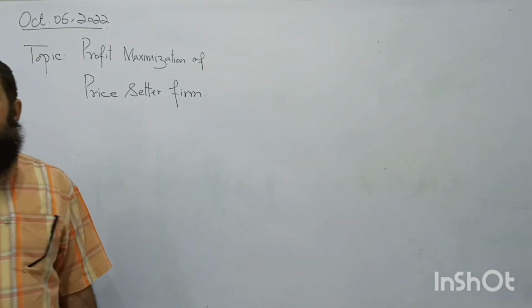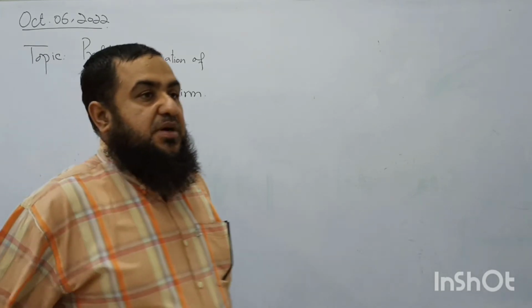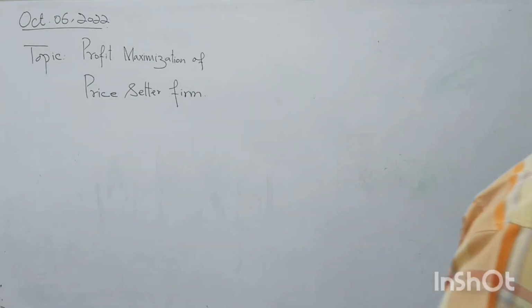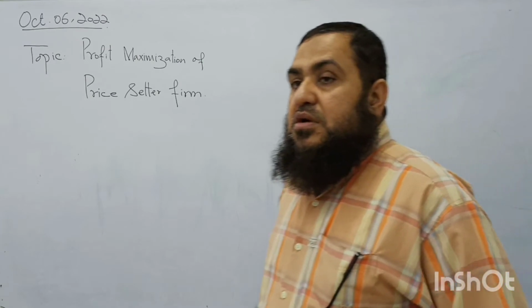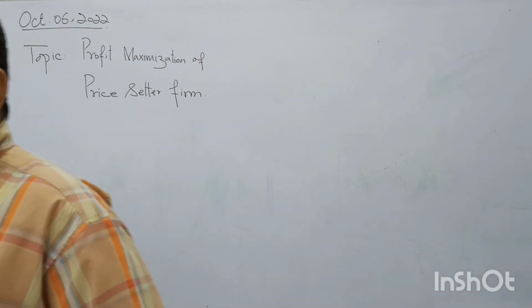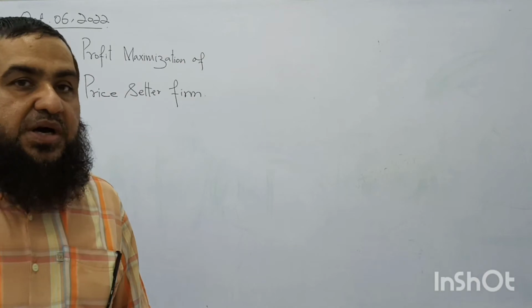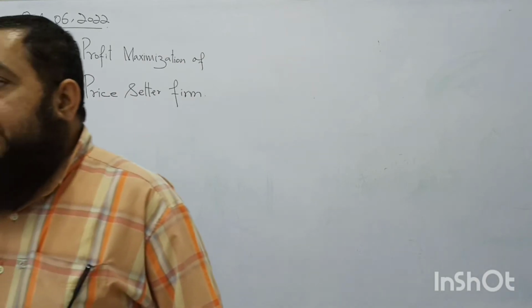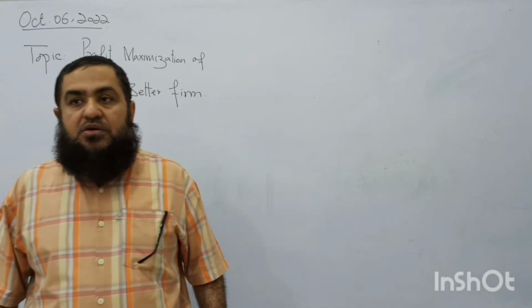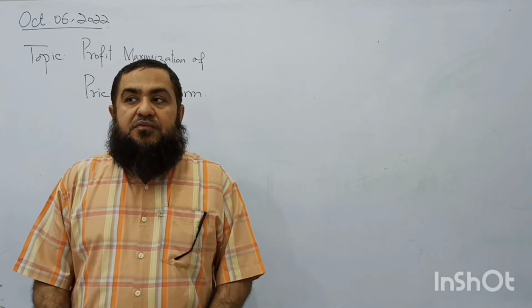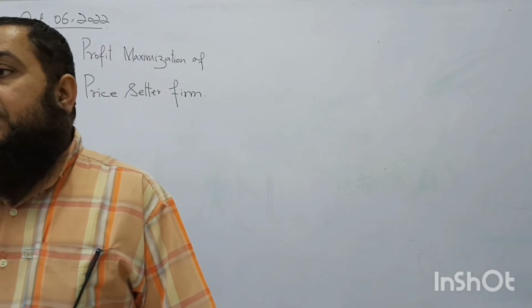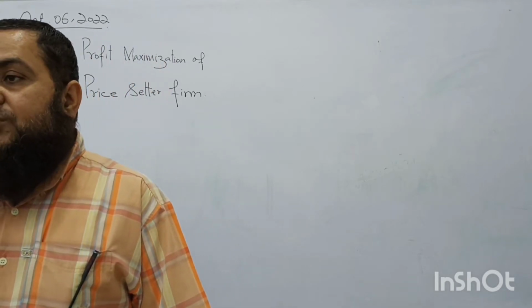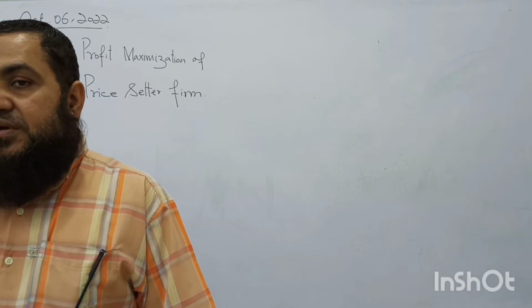Today we are going to study the profit maximization of a firm which is a price setter or price maker. In our previous lesson we studied how a price taker firm was able to maximize the profit in the market. Now today we are going to take a firm which is not a price taker, rather it is a price setter or price maker firm. It faces a downward sloping market demand curve.